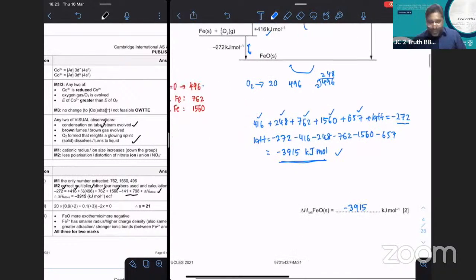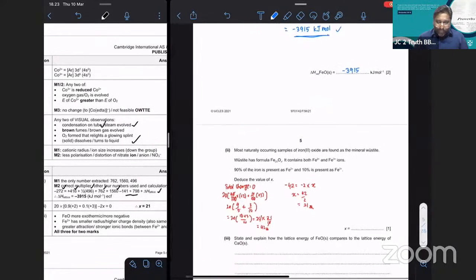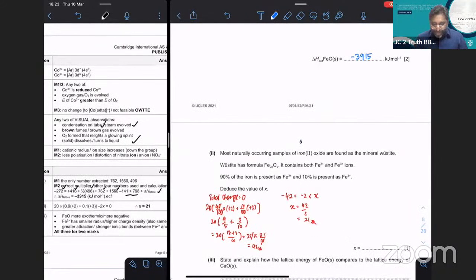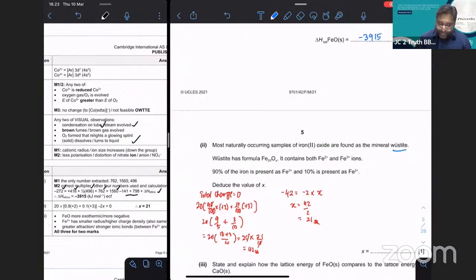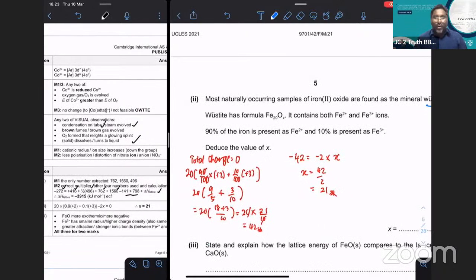Okay, no problem. Now, most naturally occurring samples of iron(II) oxide are found as the mineral wustite. This wustite has a formula which is going to be Fe20OX. It contains Fe2+ and Fe3+ ions. Now they have mentioned that 90% of the iron present is going to be Fe2+ and 10% is going to be Fe3+.